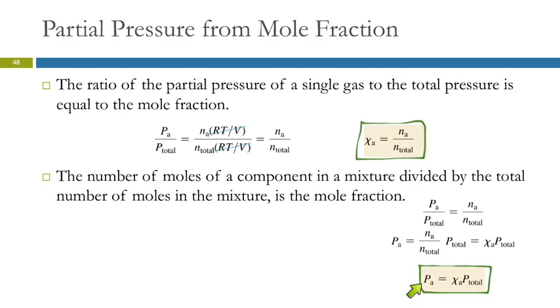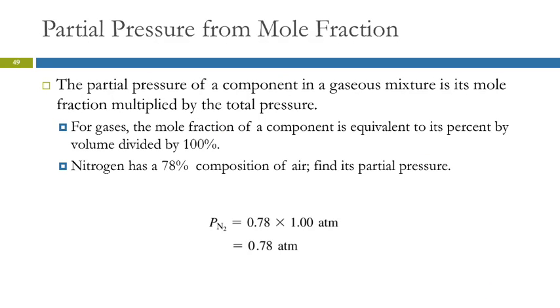The pressure exerted by gas A in a mixture is equal to its mole fraction times the total pressure. The mole fraction is just the moles of that gas divided by the total number of moles. It's like a percentage divided by 100. For gases, the mole fraction is equivalent to the percent volume divided by 100.